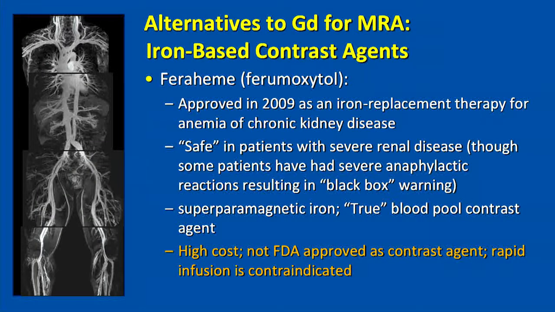There's also been a resurgence of interest in using iron-based agents recently, particularly ferumoxytol. It's considered to be safe in patients with severe renal disease, although there have been some severe anaphylactic reactions resulting in a black box label for the use of ferumoxytol. It is a true blood pool contrast agent, but it does have some drawbacks. Namely, it's very expensive. It's a therapeutic agent, not a diagnostic agent at present. It's not FDA approved for use as a contrast agent, and rapid infusion is also contraindicated. So we can't necessarily reproduce what we do with gadolinium-based MRA, where we image in the first pass.